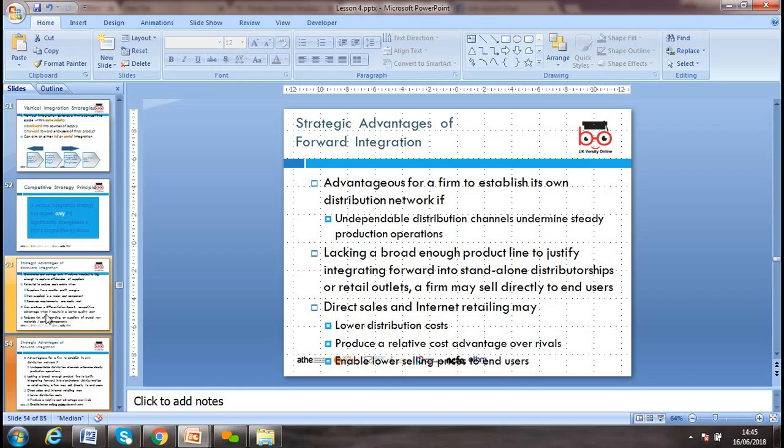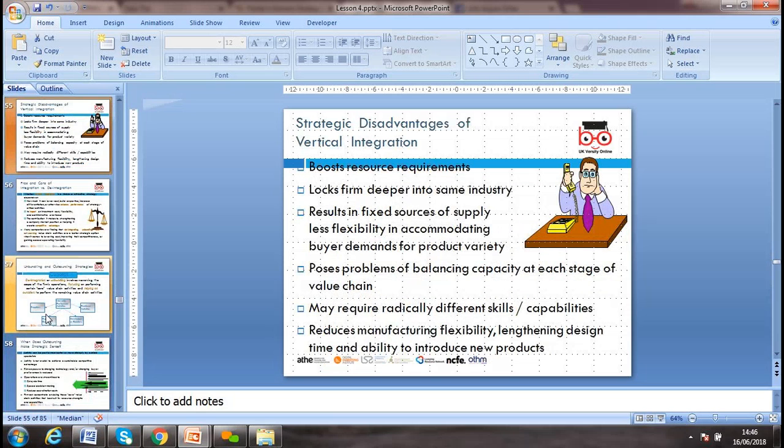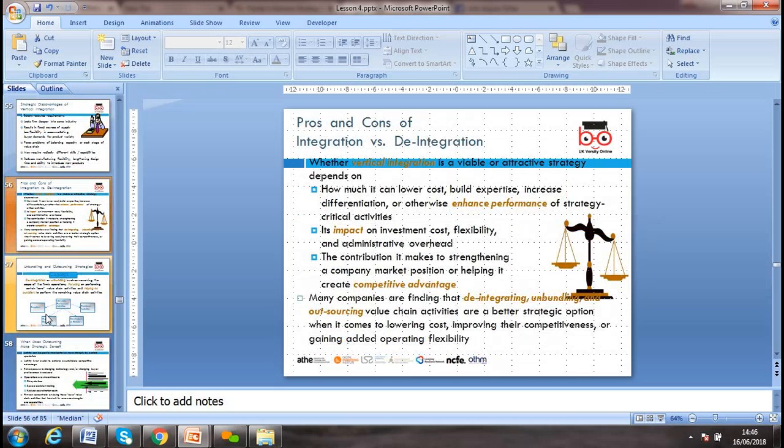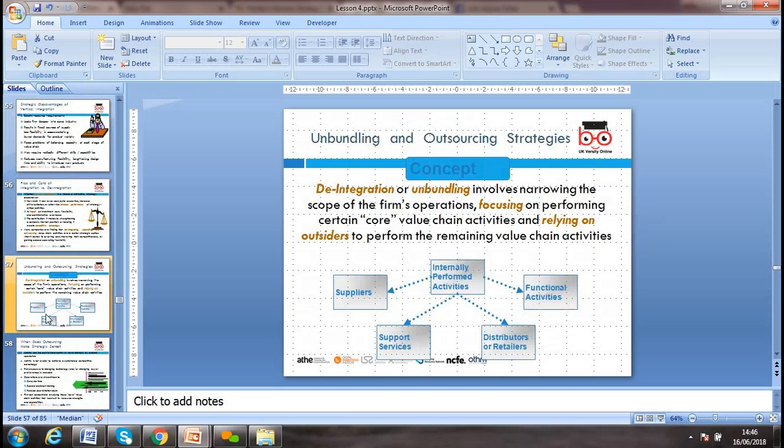An advantage is that the firm establishes its own distribution network, not using other people's networks. So that will be in the long run: we have our own lorries, our own distribution channels. A strategic disadvantage can also come from vertical integration. So everything is not perfect. We can look at both advantages and disadvantages. We need to look at both sides of the coin.